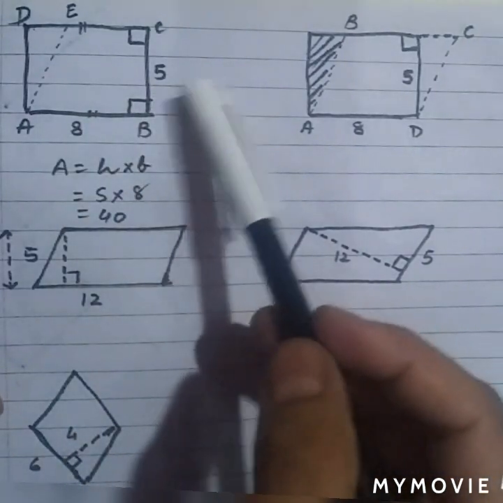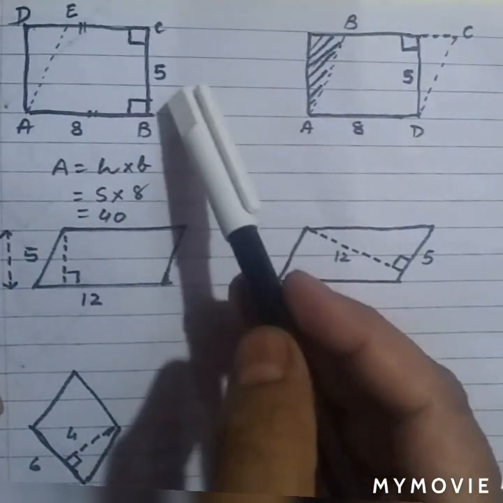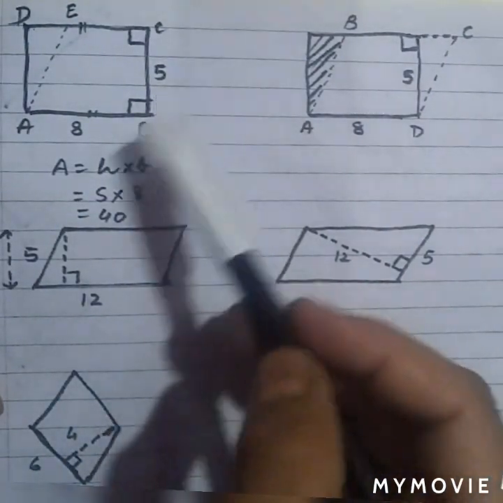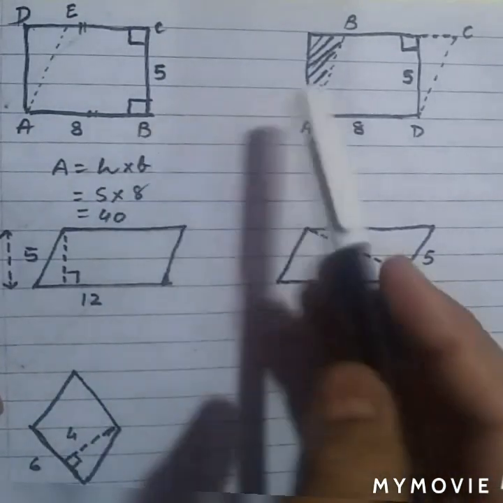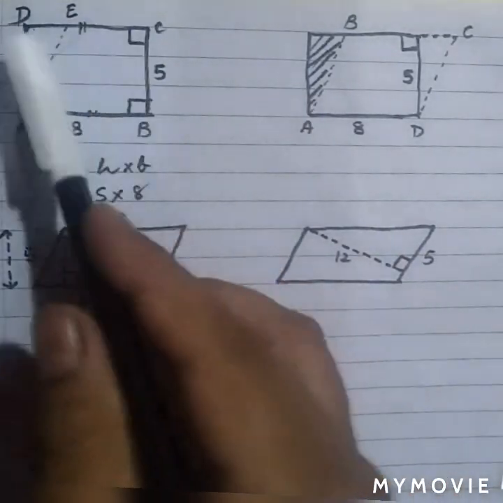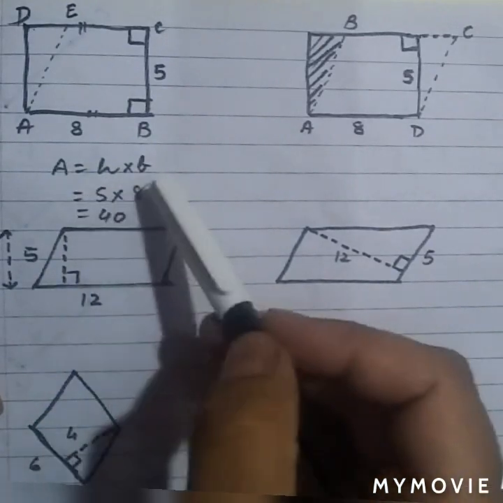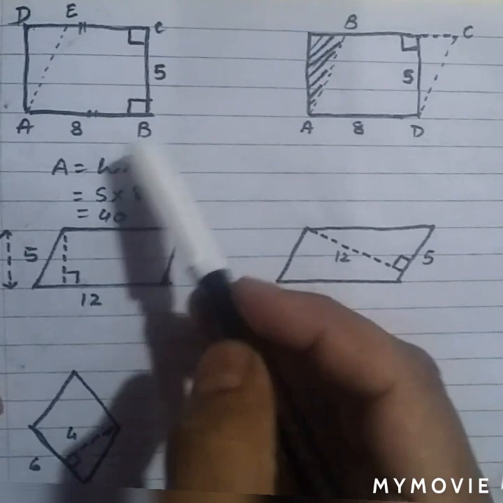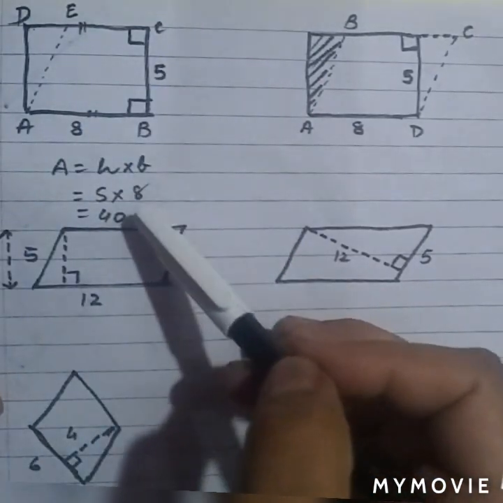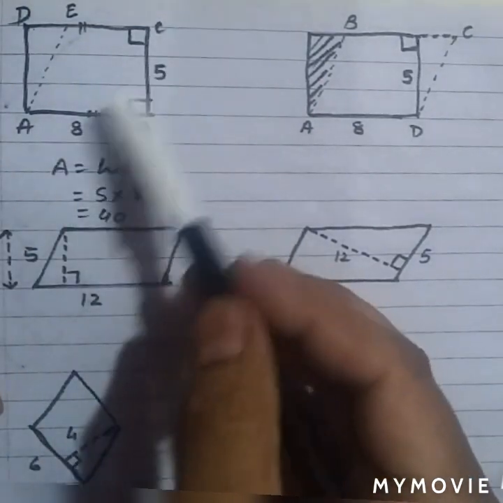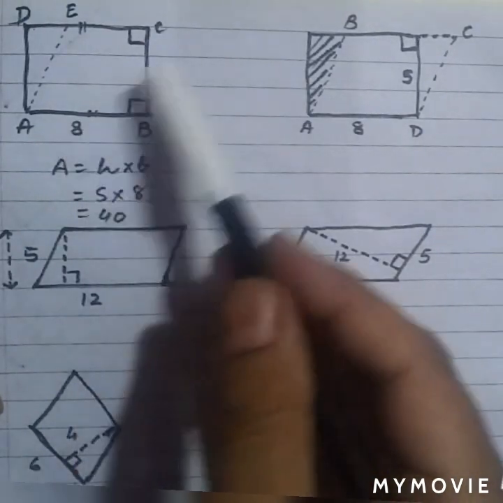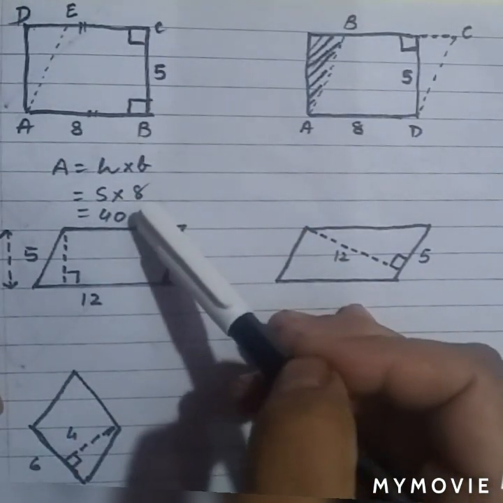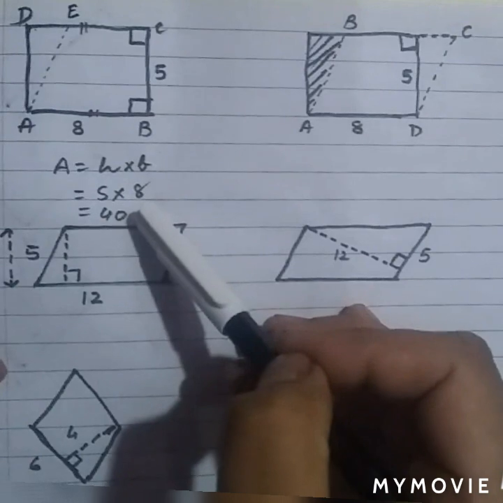If you observe in this figure, the height is marked as 5 and the base is marked as 8. So the area of this particular rectangle will be 5 multiplied by 8, that is 40 square units. If these two are in centimeters, then it will be centimeter square. If they are in meters, it will be meter square. Whatever the units, the unit will take a square as we are calculating the area.